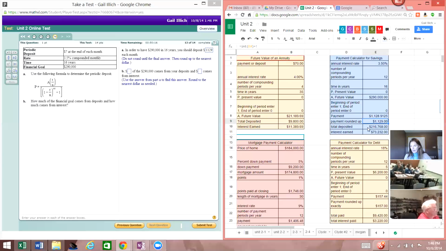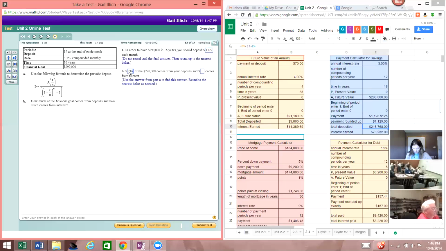If I multiply that number by the time in years and number of compounding periods per year, that's where the 12 and the 16 comes from. So that means it's 216,768. And that comes from your deposits. That's how much you put in yourself. And then how much is interest? 73,232. Okay.